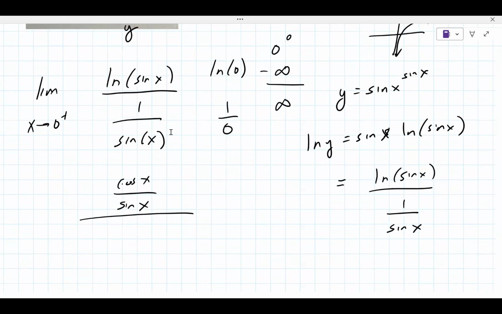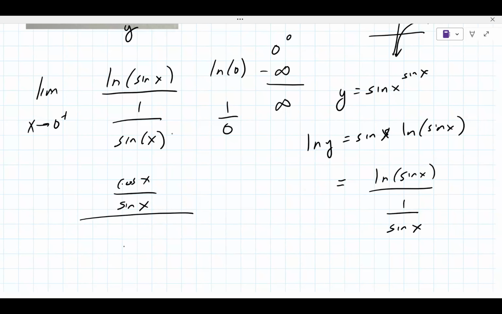The derivative of 1 is just 0, right? That's right. So cosine x over sine x squared? Yeah, that's right. Although I think we've got to have a negative somewhere.